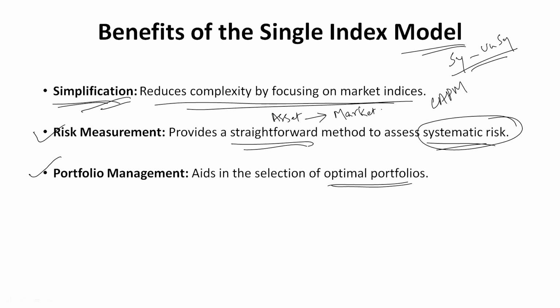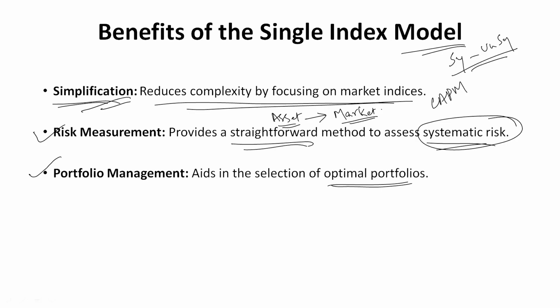So what is the benefit of single index model? It is very simple to understand. Why is it simple to understand? Because I am comparing one-on-one. So I am just comparing the individual asset's price with the overall market price.